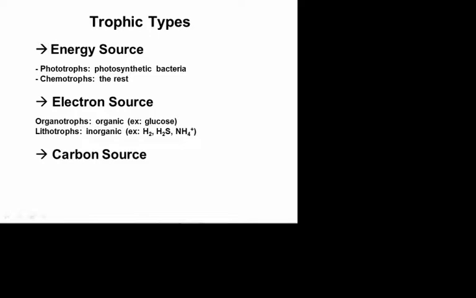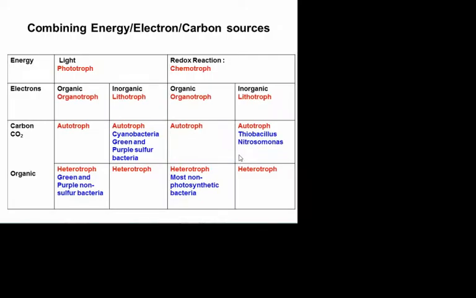And then finally, carbon source. If they use organic carbon, then they are heterotrophs. Whereas if they use inorganic sources of carbon, bacteria are designated as autotrophs. So you have 3 different binary categories here. So there should be like 8 categories, 8 different trophic types that are theoretically possible. But in fact, there's only really 4 that exist. Okay.